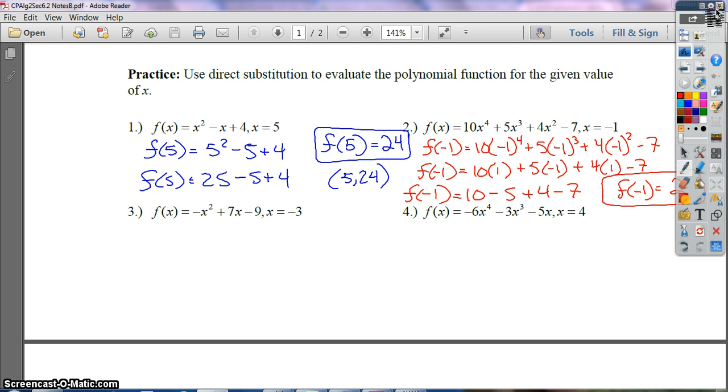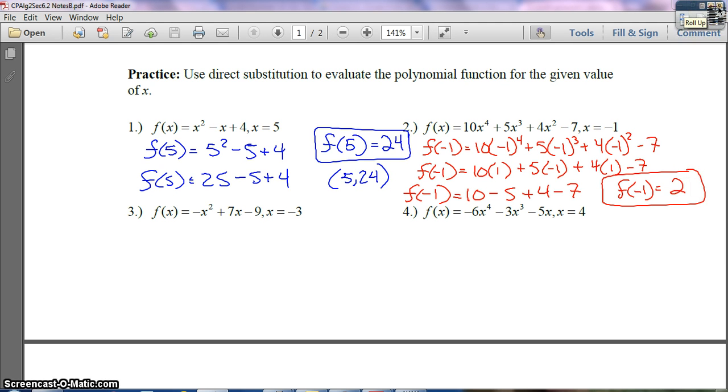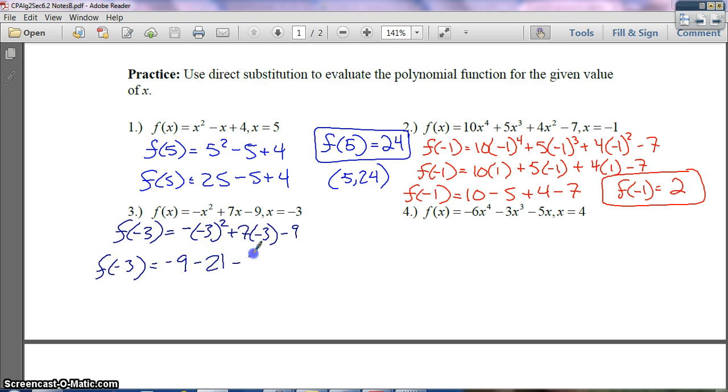Moving down to number 3. I'm going to choose purple for this problem. Again, putting in negative 3. So this is negative 3 squared with a negative 1. F of negative 3. This is negative 9, because negative 3 times negative 3 is positive 9, but I had a negative in front. Minus 21 minus 9. So basically, it's one big addition problem of negative numbers. So it's negative 30, which is then negative 39.